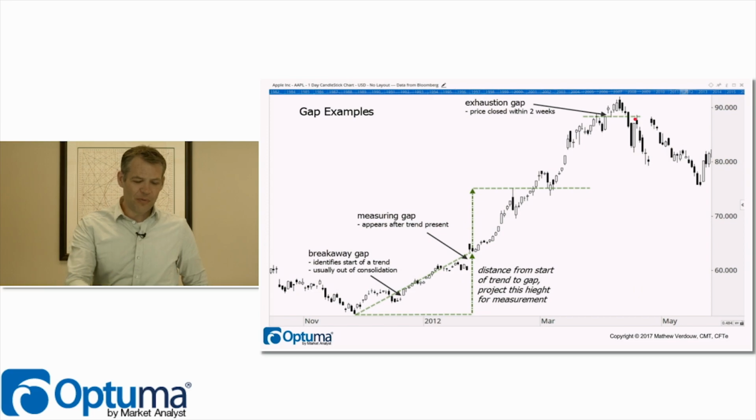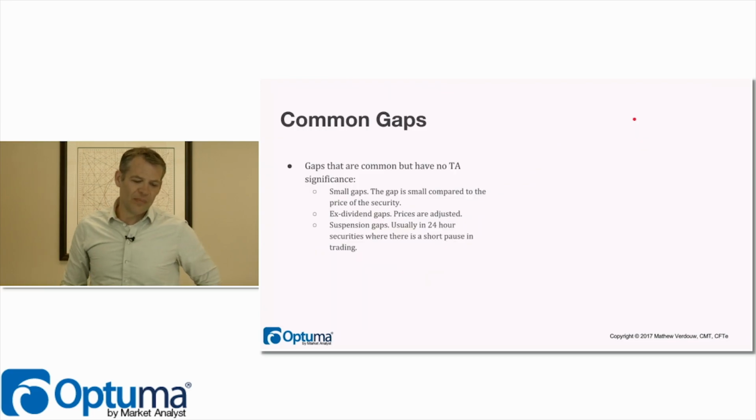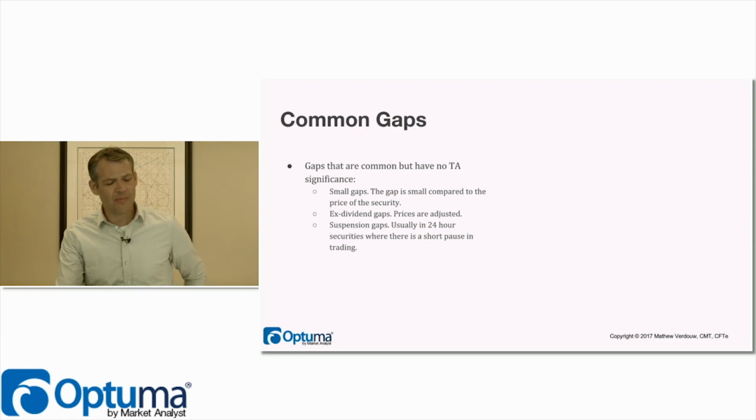So a couple of examples there. Some other common gaps that you will see or hear about, but there's really no statistical significance to them. A small gap, a tiny gap. You're expecting these gaps to be a significant size. If there's something that's trading in cents and it's only like a 1 cent gap, not really very significant. Ex-dividend gaps: when a stock goes ex-dividend, you're expecting the prices to be adjusted, and there can be gaps for that.